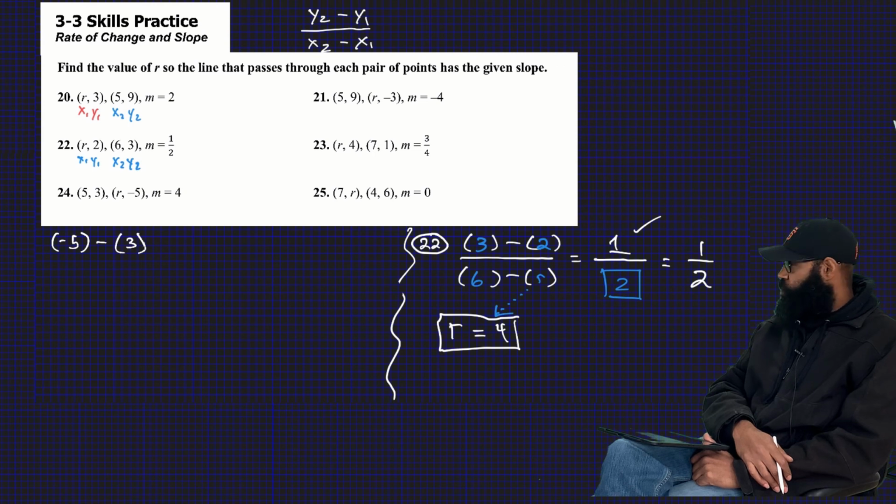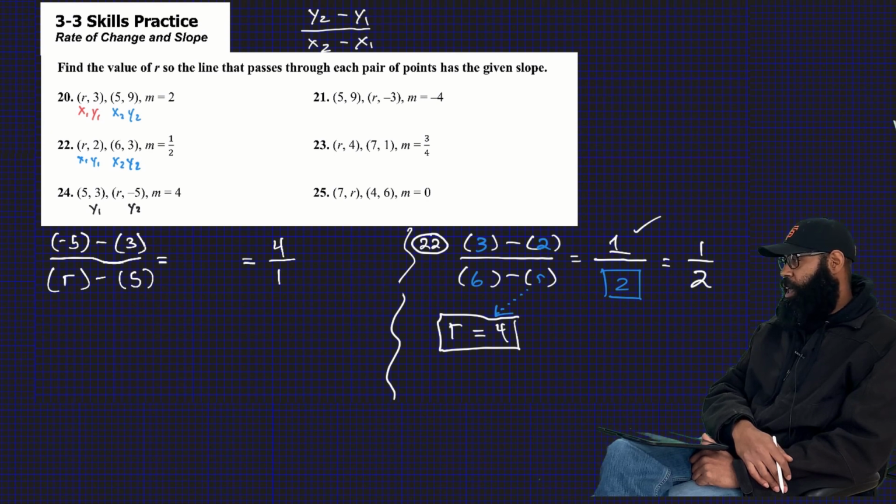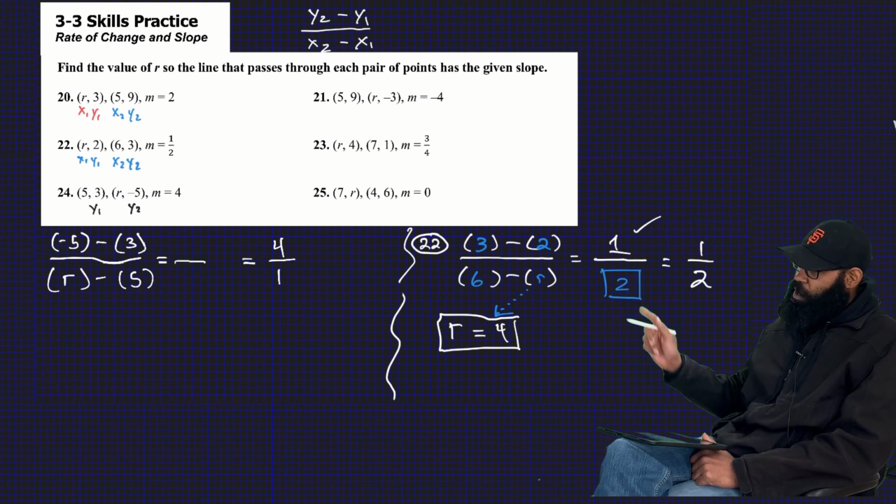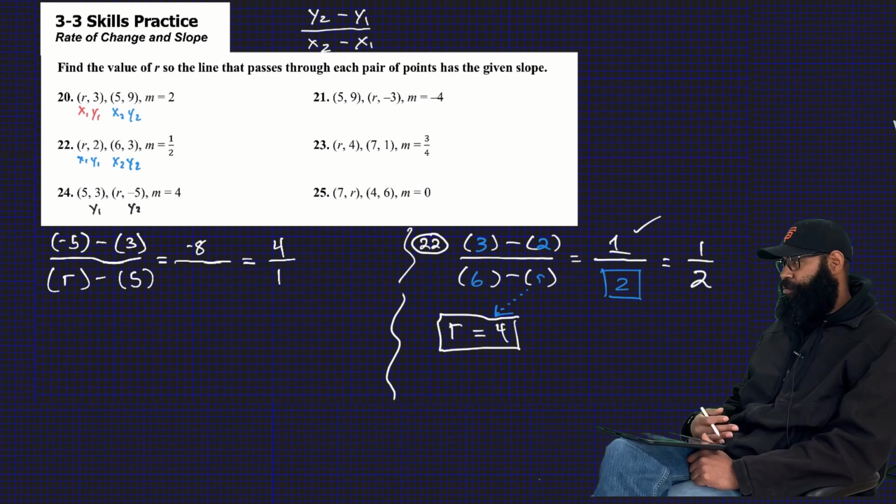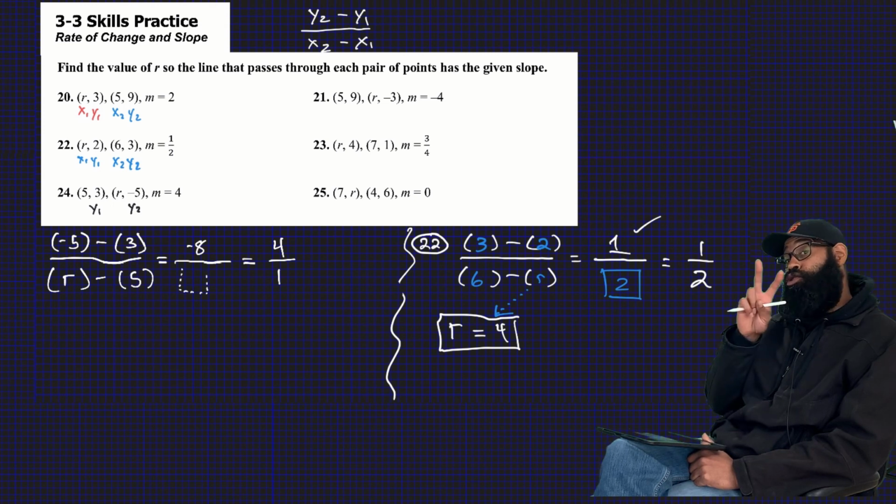negative 5 minus 3. That's my 2 y's, y2 minus y1. Being careful, because negative 5 minus 3, make sure you get that, negative 8, right? But here I've got r minus 5, and our slope should be, and again, a little space, you see that space I left in there, right? If it's going to equal 4 over 1, well, I might not get that right off the bat. Numerator, negative 8. Denominator, what do I need r to be so that I get something that equals 2?